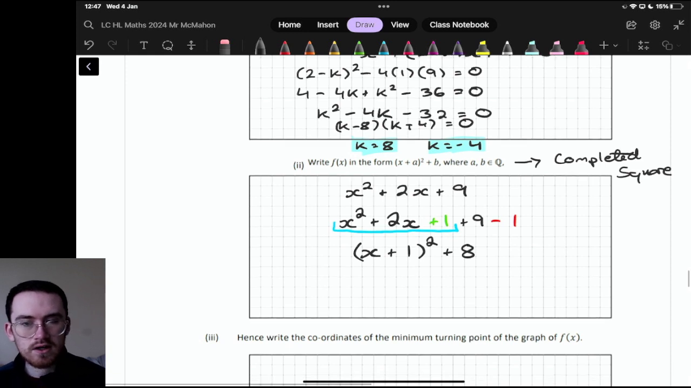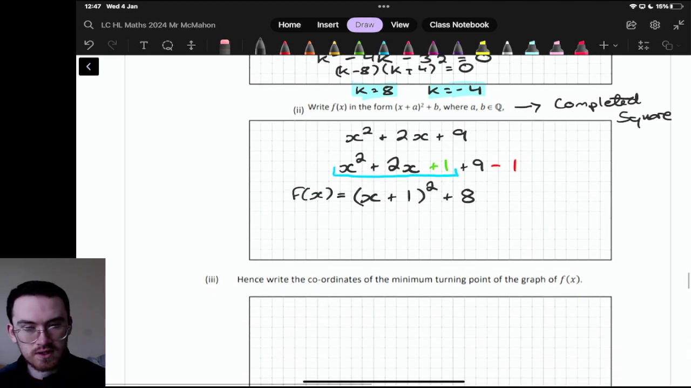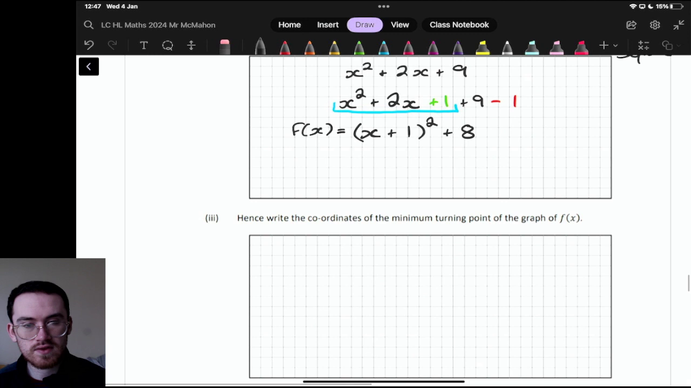And that is our completed square form then. F of x is equal to x plus 1 all squared plus 8. We can then use that to answer the next part of the question.